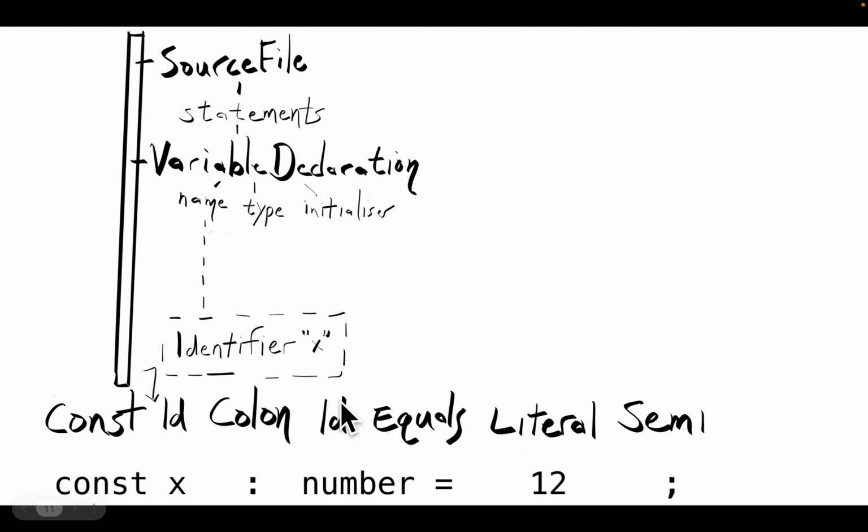And of course, if you have neither of those and you just have const x semicolon, then variable declaration would say, well, I've checked for the two things that I'm looking for. They're not there. I'm done. And then something else will parse the semicolon, up here in statements, probably. Okay, so let's go back to types.